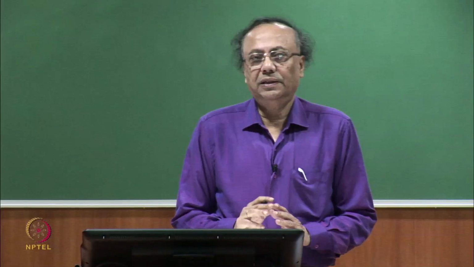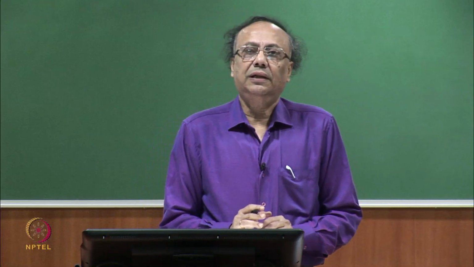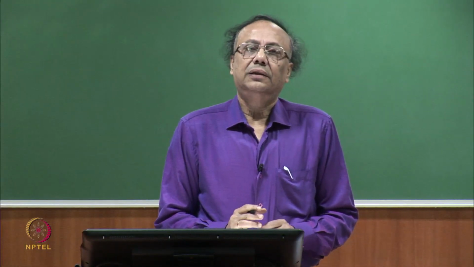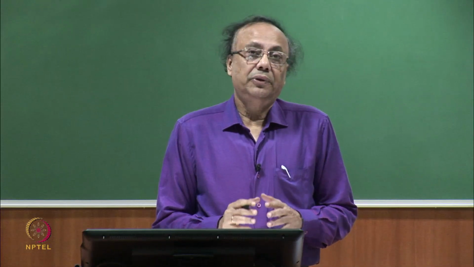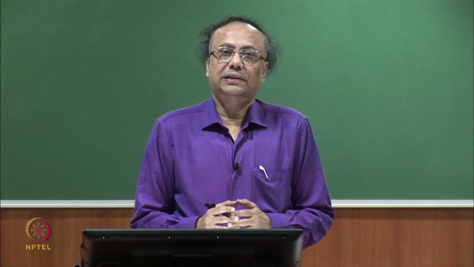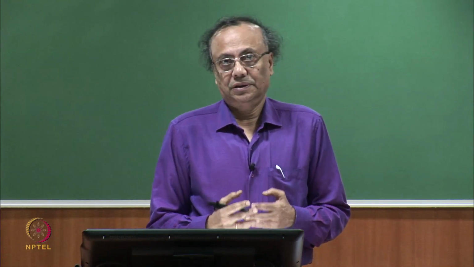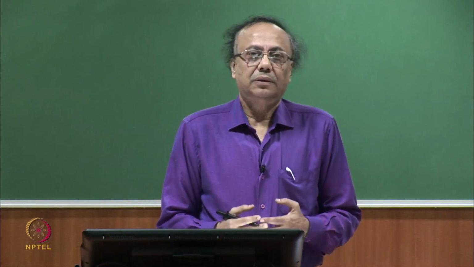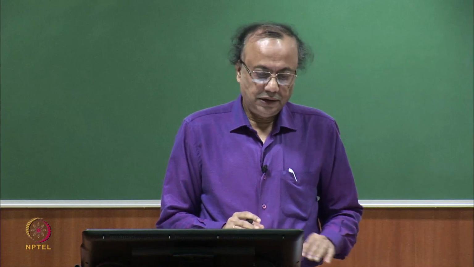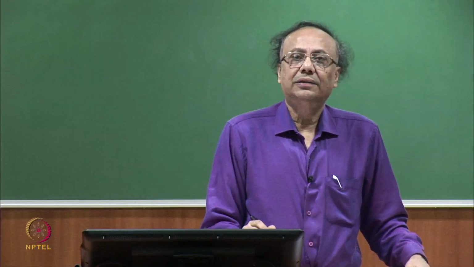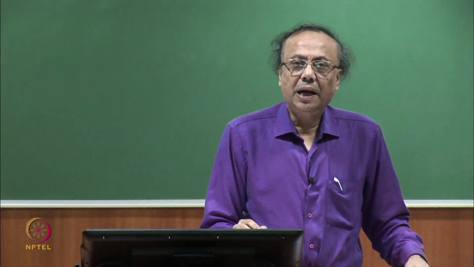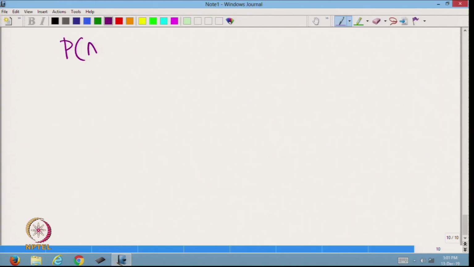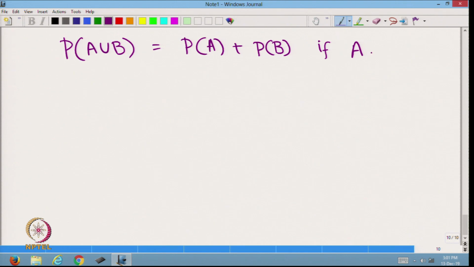Okay, students. So, I hope the distinction is clear. We are sure that if the set is empty, then its probability is going to be 0, but we cannot conclude that given a set has probability 0, the event is going to be null. That is not correct. Now, in our last class, we have seen and we have recapitulated today that probability of A union B is equal to probability of A plus probability of B if A intersection B is equal to phi.